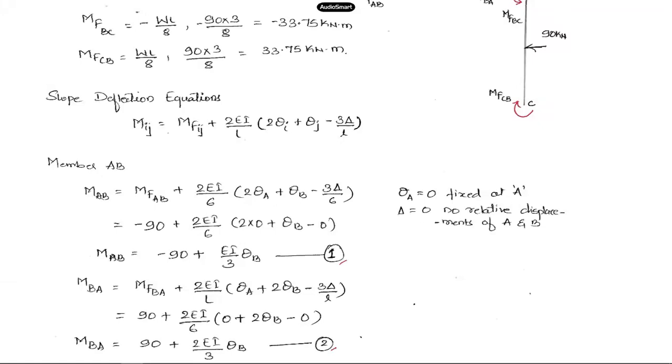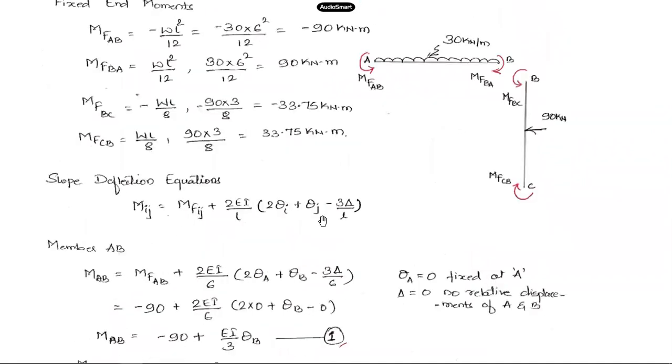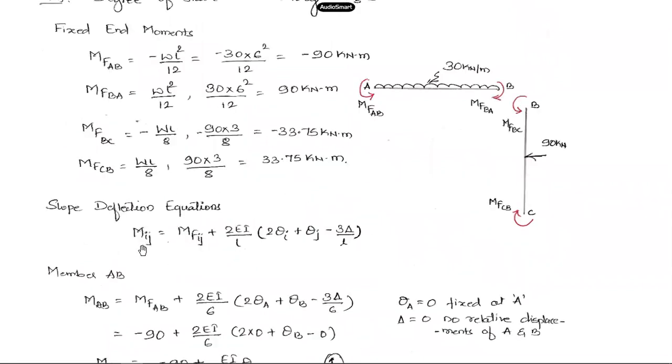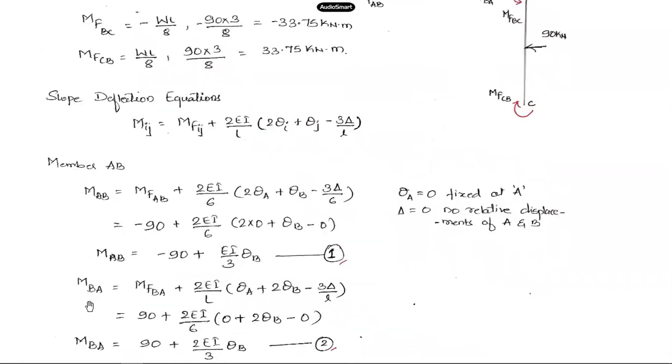Similarly, next we'll go to joint B in member AB. Same member, we are considering joint B for writing the slope deflection equation now. That is, I and J will now be B and A. So MBA will be equal to MFBA plus 2EI by L into theta A plus 2 times theta B minus 3 into delta by L. This will be our slope deflection equation, and accordingly, we'll substitute the values over here.